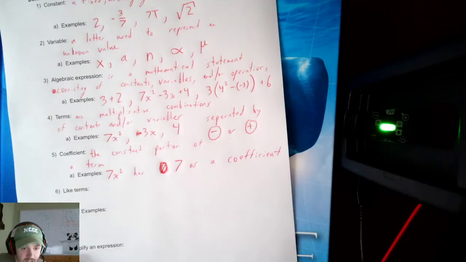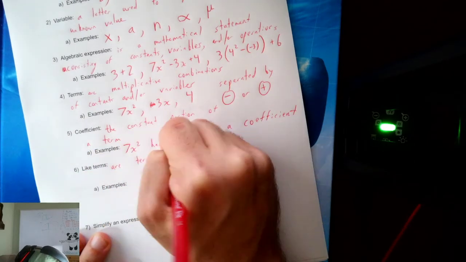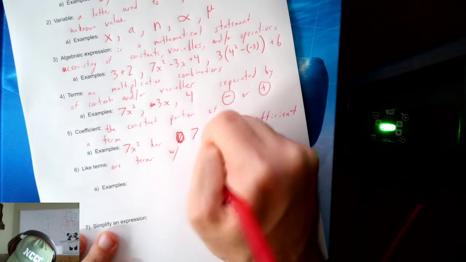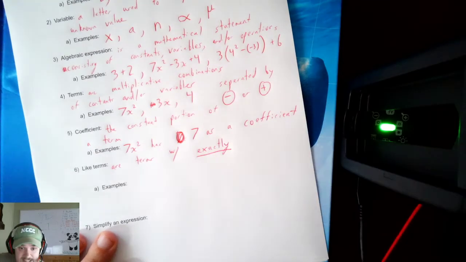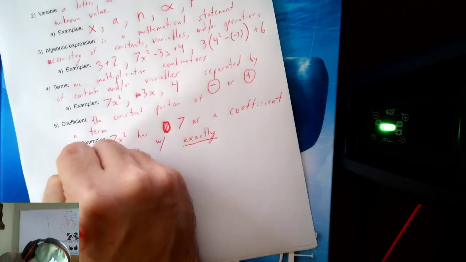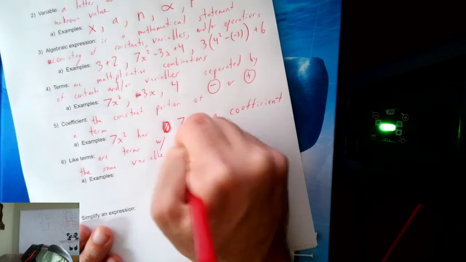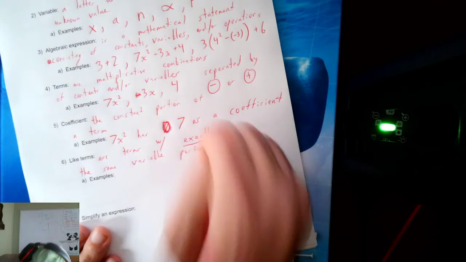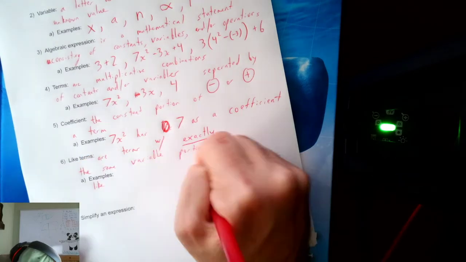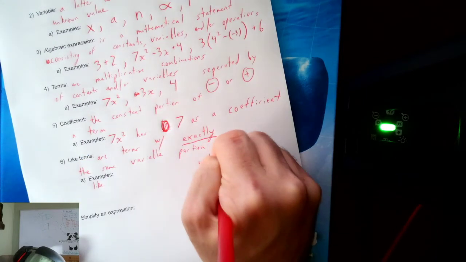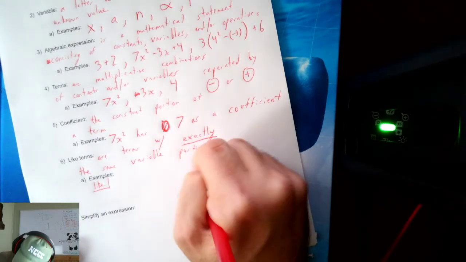Like terms are terms with, I abbreviated with, exactly, underline the word exactly, the same variable portion. And then under examples, we're going to have some that are like and some that are unlike. So feel free to put some space out there for each of these.